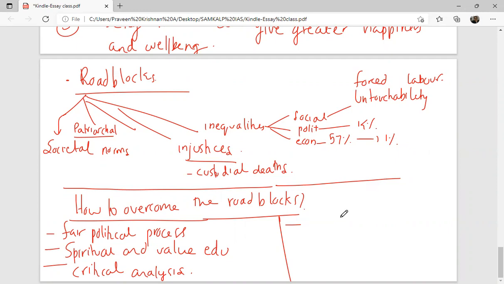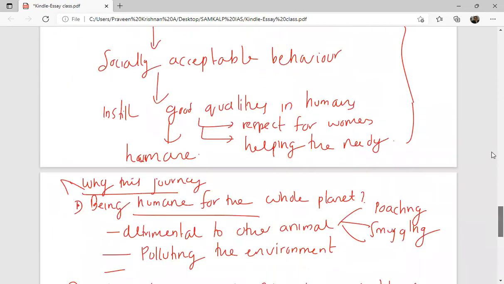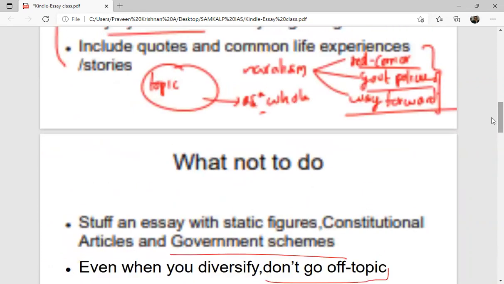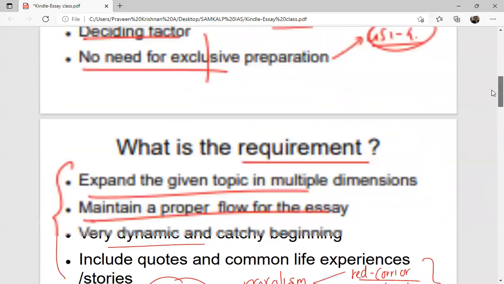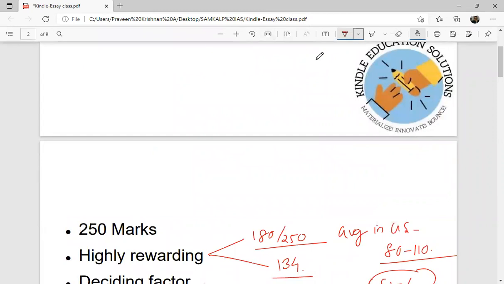I also did that. Towards the end of the essay, I concluded with Ashoka's story itself. I came back to Ashoka's story and said that this is a meaningful transformation, and we should learn from this. So this is about the whole thing of writing an essay. This was our first class. We generally spoke about a few things regarding writing an essay.